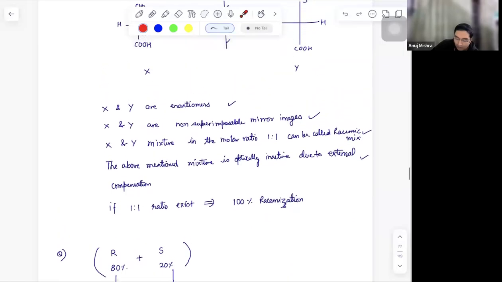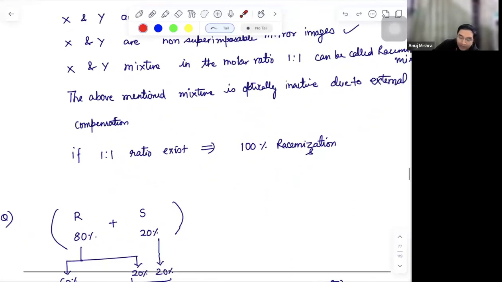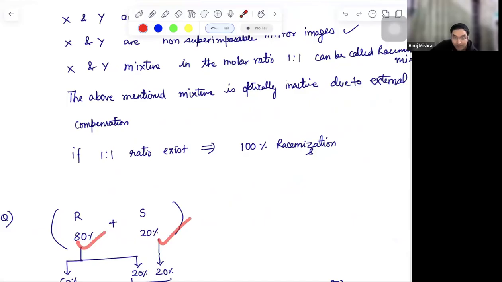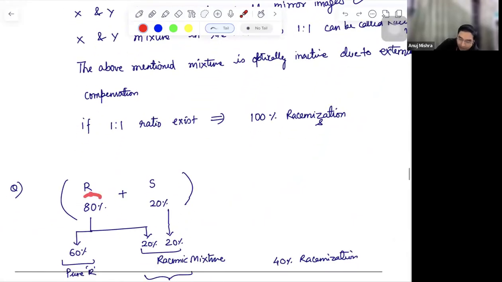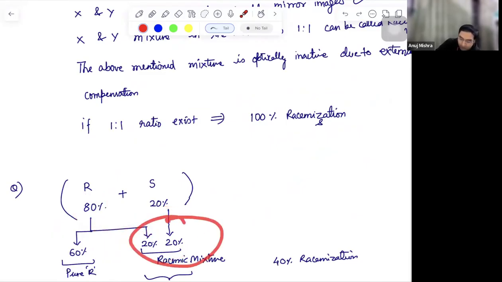Okay. Now look at this example. Let's say we have 80% R and 20% S. So out of 80% R, if I take 20% R this side, this 20% S and 20% R will become Racemic mixture. And the 60% will remain as a pure R. Is it making sense? This math's making sense?